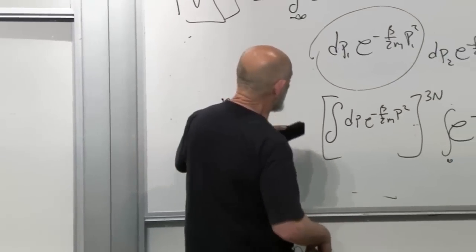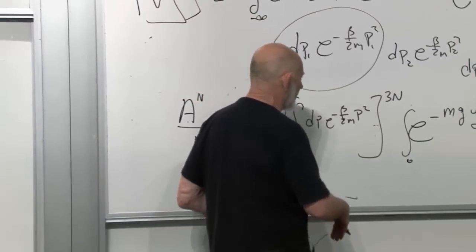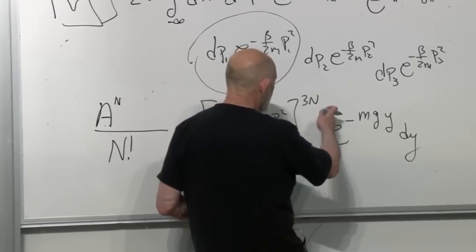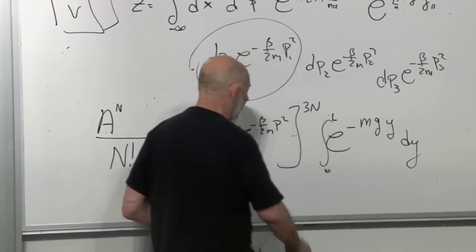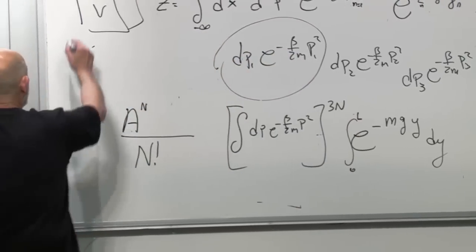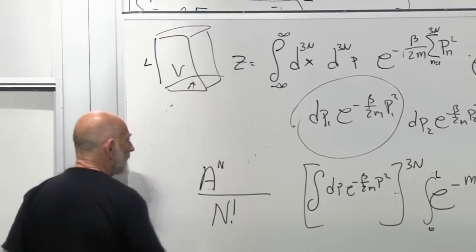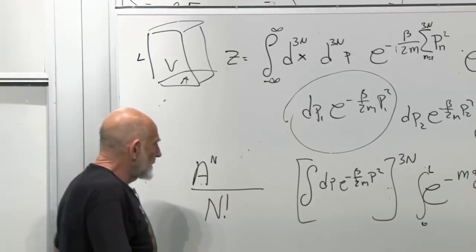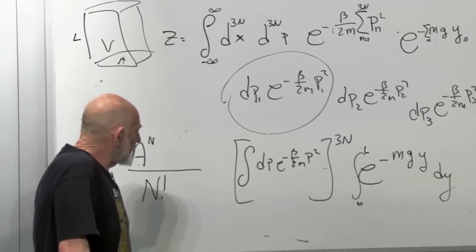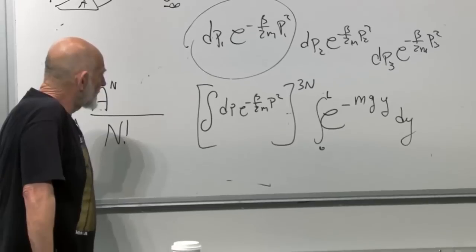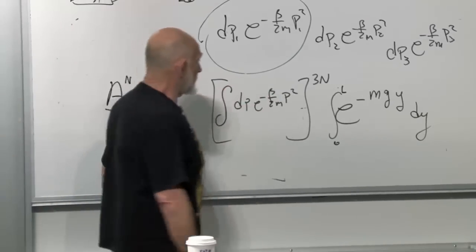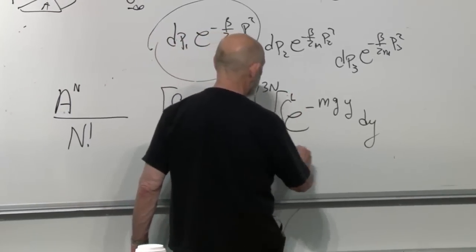Okay, so you're right. You're absolutely right. We should integrate from 0 to the height of the box, which we'll call L. Height of the box is L. And the area of the box. So we have to do the integral. And this comes into the nth power.